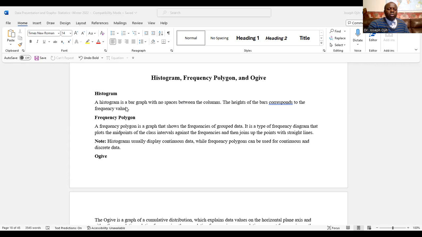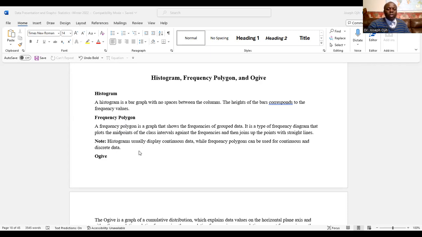Let's see. Histogram. A histogram is a bar graph with no spaces between the columns, and the heights correspond to the frequency values. Now, the frequency polygon is almost like a histogram, but it is a line graph. So it performs the same function as the histogram. The only difference is that it's a line graph, unlike the histogram, which is a bar graph.